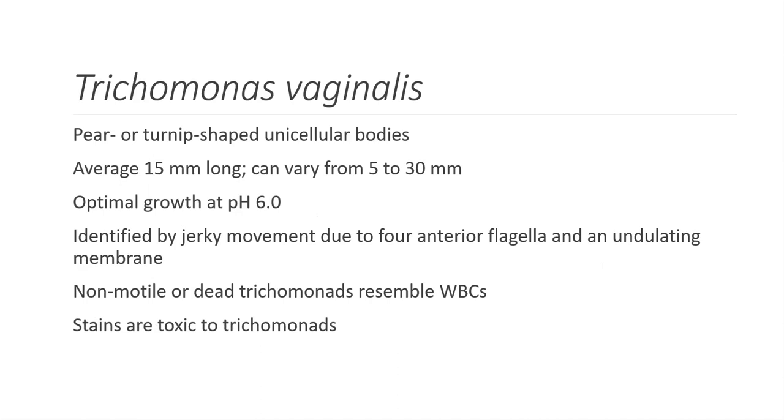The T. vaginalis is a pear or turnip-shaped unicellular body. It averages about 15 millimeters long, although it can vary from 5 to 30 millimeters. The optimal growth pH is 6.0. They are identified by a jerky movement due to 4 anterior flagella and an undulating membrane. The non-motile or dead trichomonads resemble white blood cells, and stains are toxic to the trichomonads.